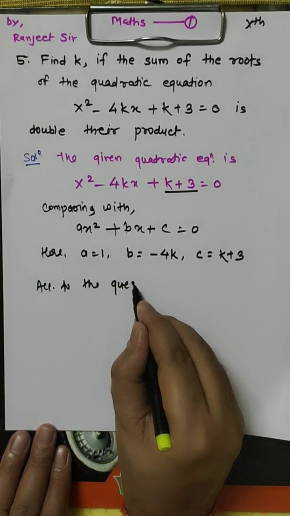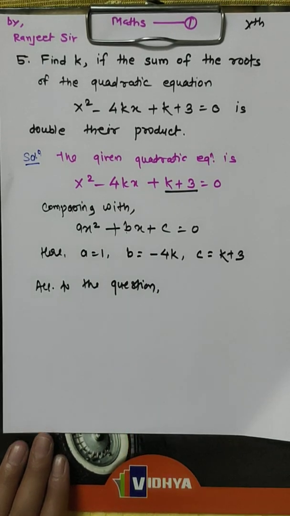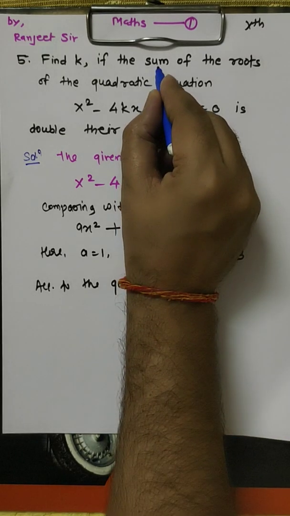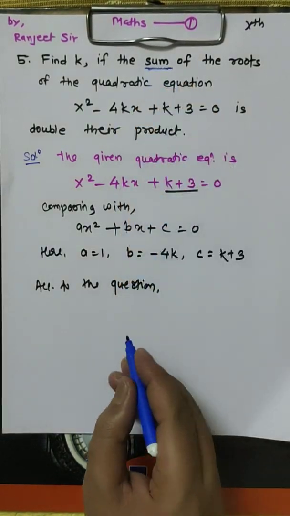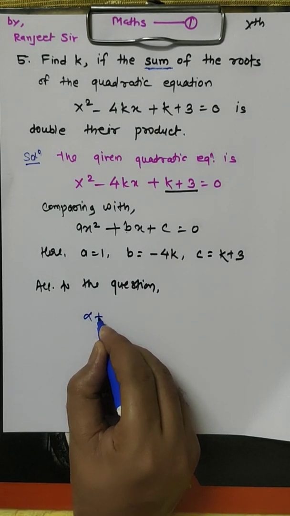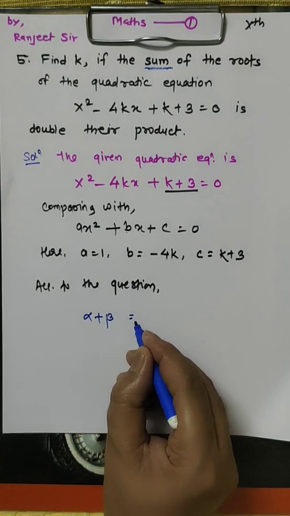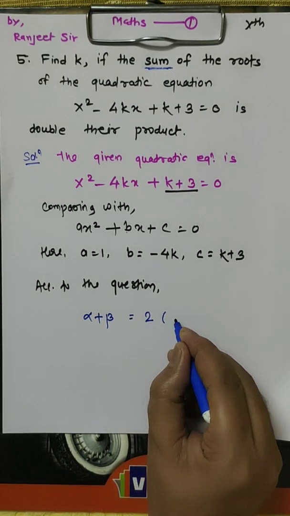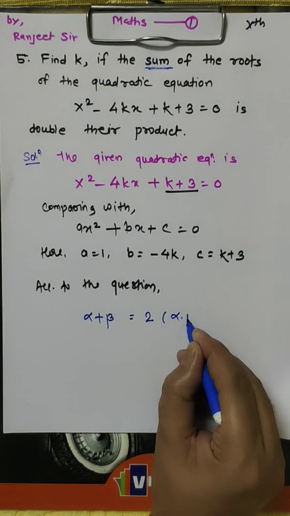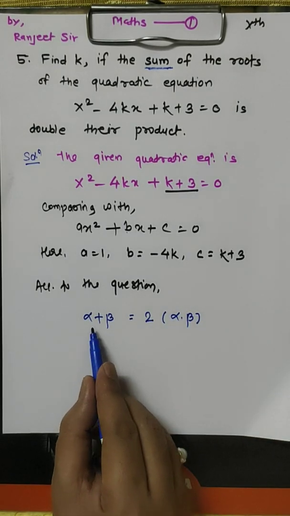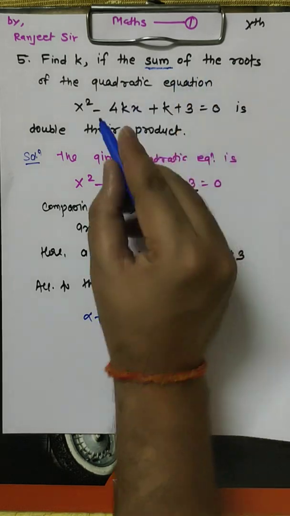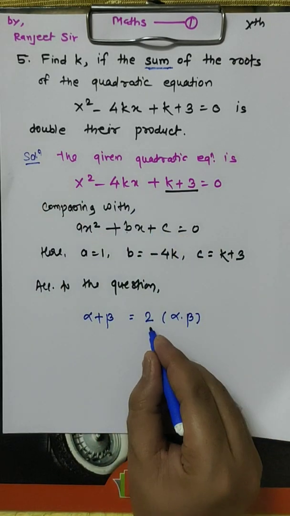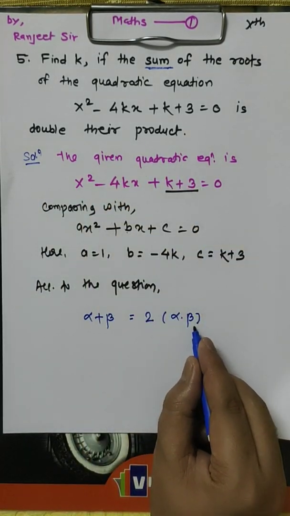Now according to the question, students, if the sum of the roots, that means alpha plus beta, of the quadratic equation is double, that is two times their product, that is alpha into beta. Okay students, once again, if the sum of the roots, that is alpha plus beta, of the quadratic equation is double, that is two times their product, that is alpha into beta.